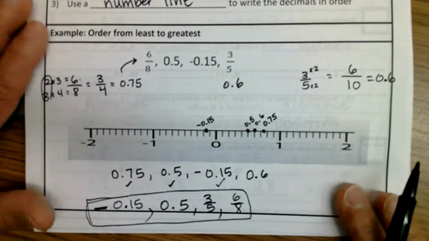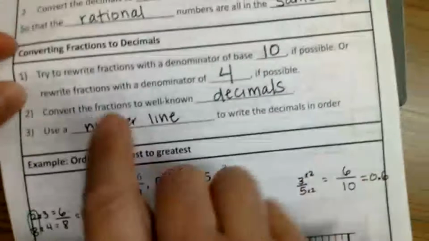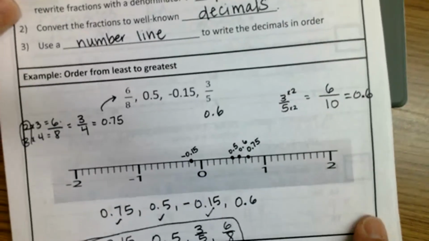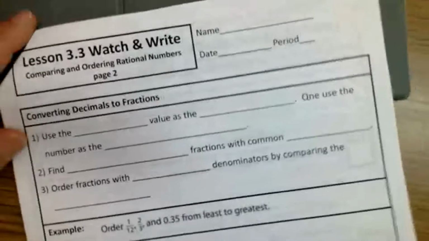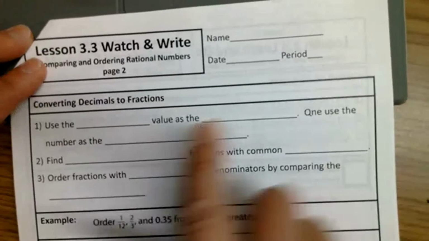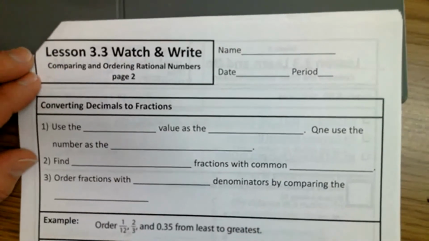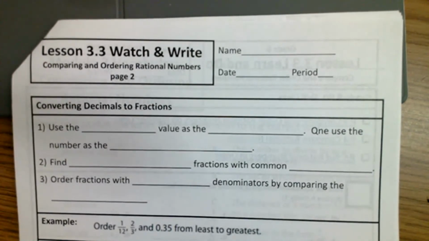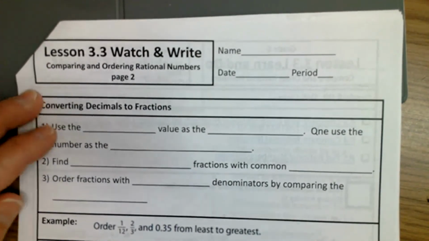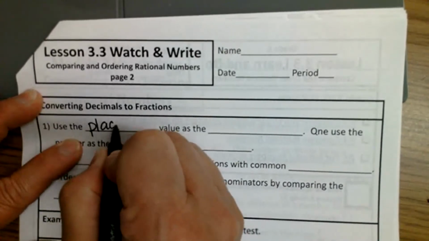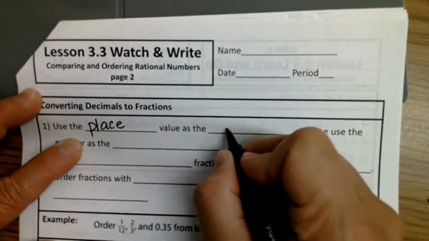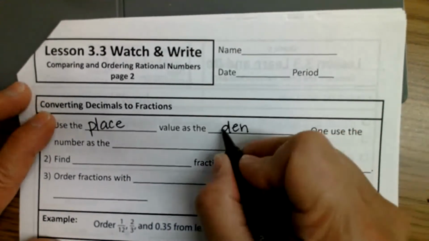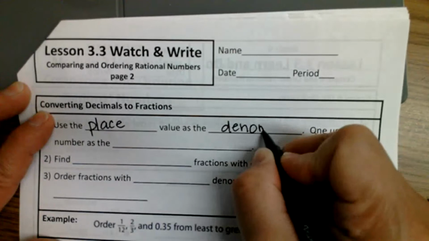Okay, that is converting fractions to decimals so that you can put the numbers in order. On the next page, we are going to convert decimals to fractions, because sometimes that will be easier. Sometimes you want to convert the decimals to fractions. We're going to use the place value as the denominator. When we start with a decimal, we use the place value of the decimal as the denominator.